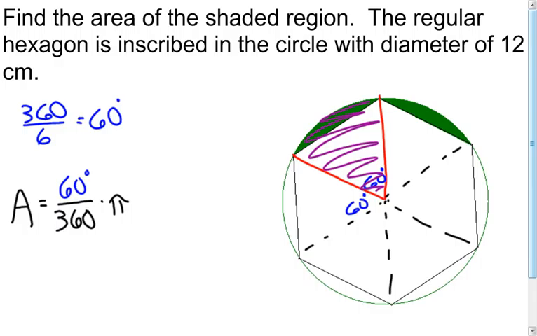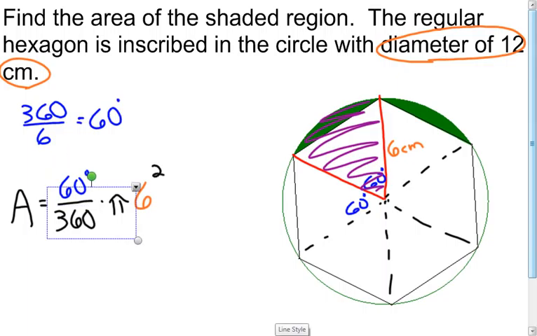Now I don't necessarily have the radius right now, but I'm going to be able to figure it out pretty fast, because it tells me the diameter is 12 centimeters, which then tells me if I take the diameter, cut it in half, I'm going to have the radius. So the radius of my circle is 6 centimeters. I can put that into my formula then, 6 and then squared. Remember, n divided by 360 times pi times the radius squared.